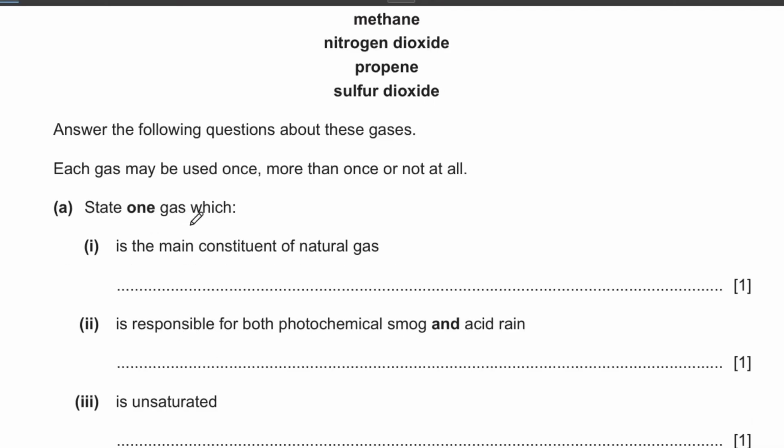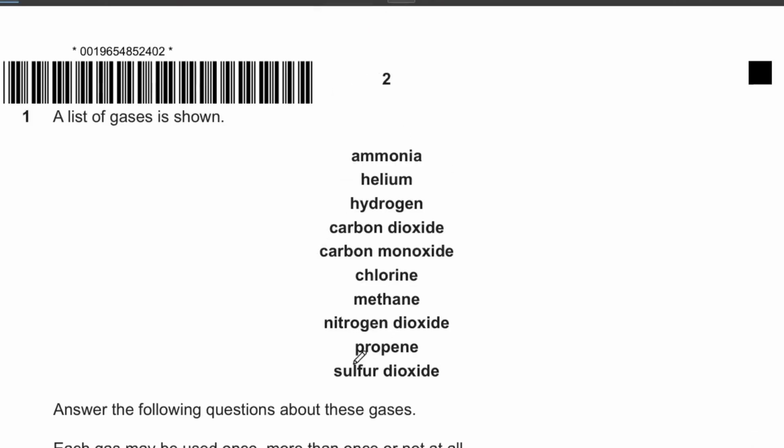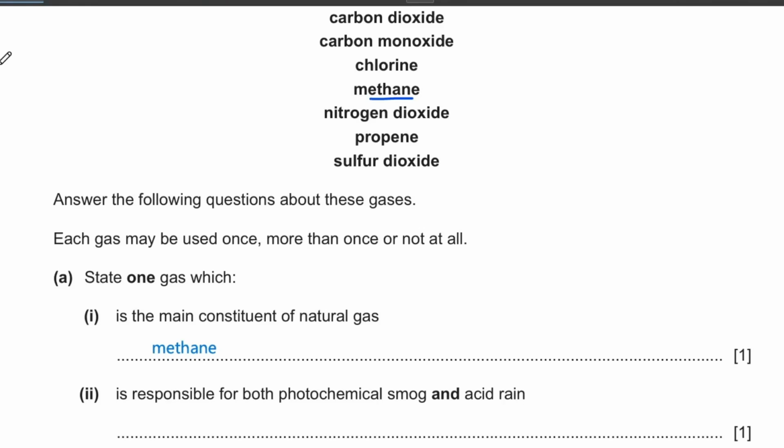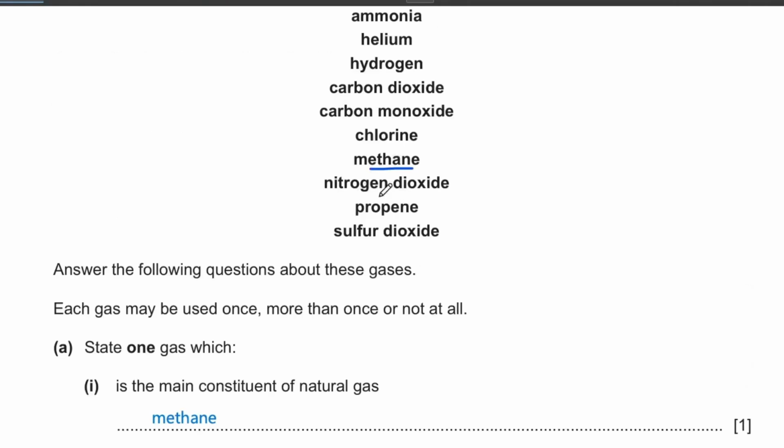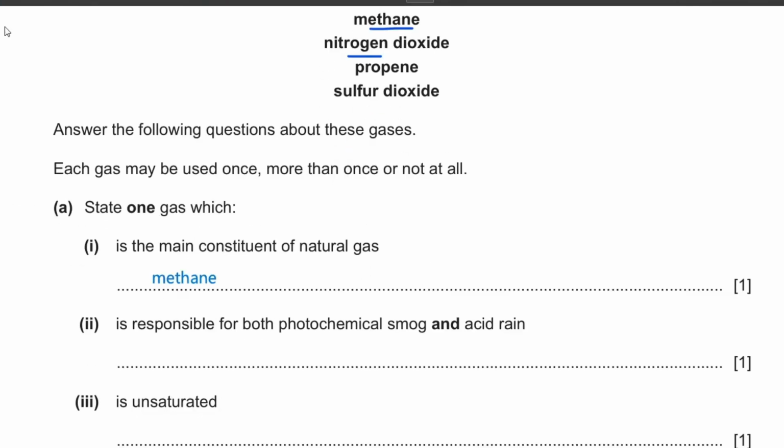A. State one gas which is the main constituent of natural gas. Among these gases, the main constituent of natural gas is methane. Natural gas is mostly methane. Next question. Which is responsible for both photochemical smoke and acid rain? The answer is nitrogen dioxide. Nitrogen dioxide forms nitric acid as well as acid rain and also photochemical smoke. So our answer is nitrogen dioxide.